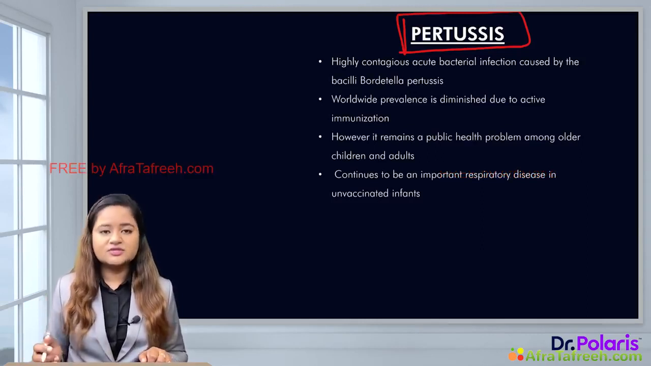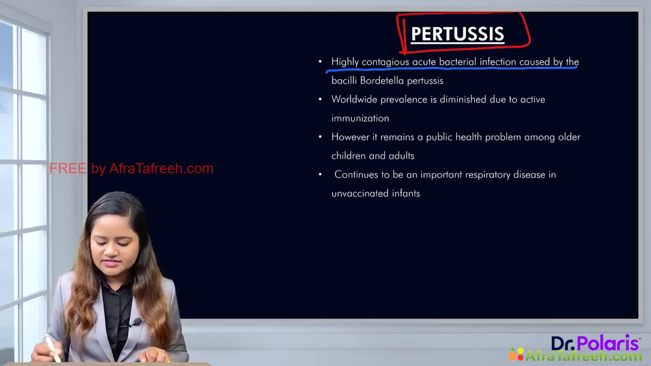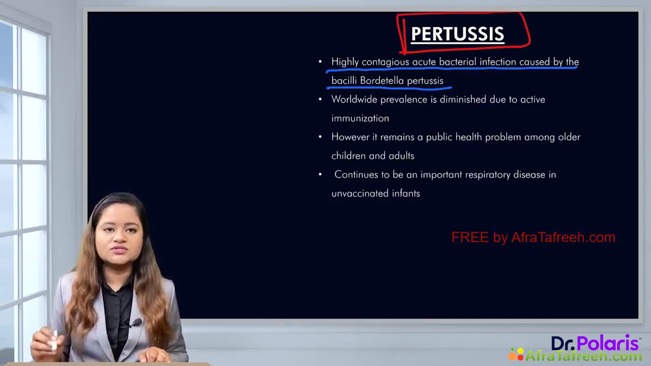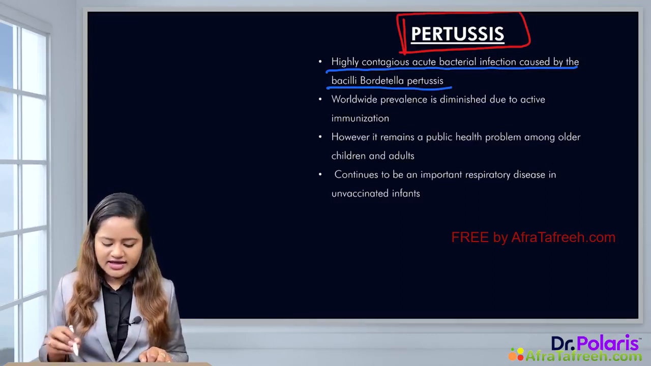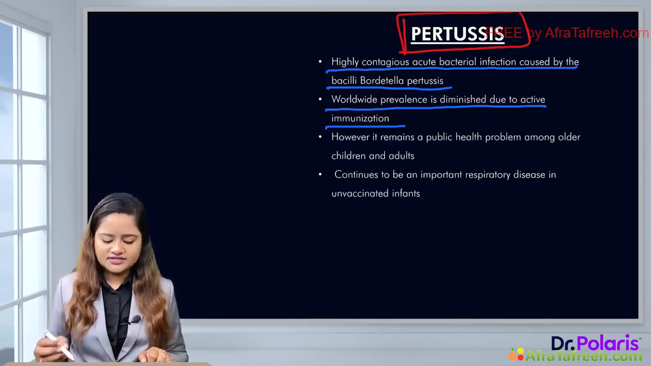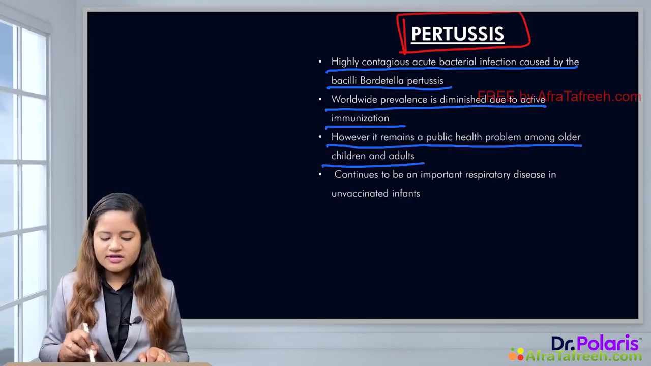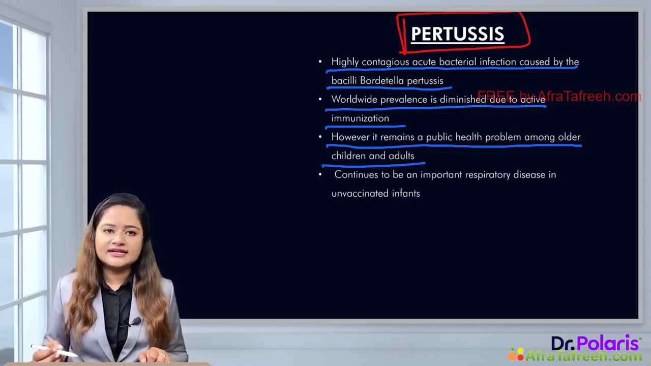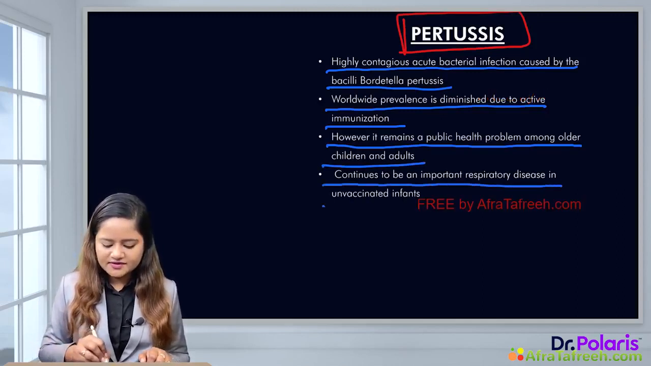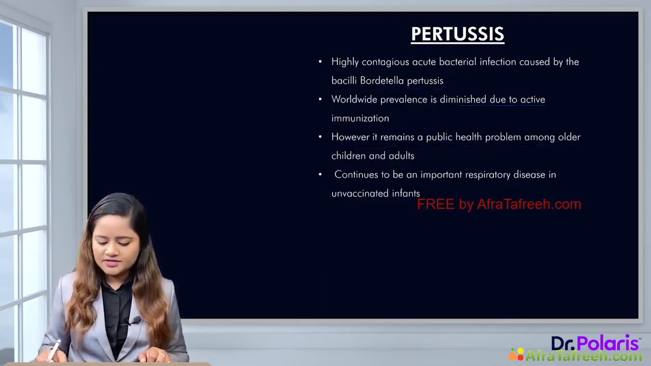So how does a pertussis infection present? It is a highly contagious acute bacterial infection caused by a bacillus known as Bordetella pertussis. Worldwide prevalence has again decreased because of good immunization coverage. However, it remains a public health problem among older children and adults. Some of them can still get infected with pertussis. It continues to be an important respiratory disease in those infants who are not immunized or unvaccinated against pertussis.